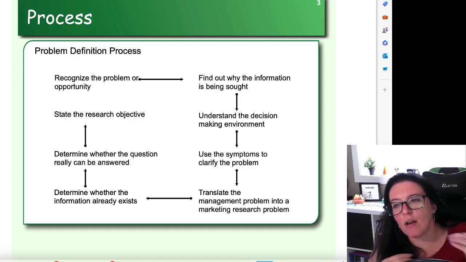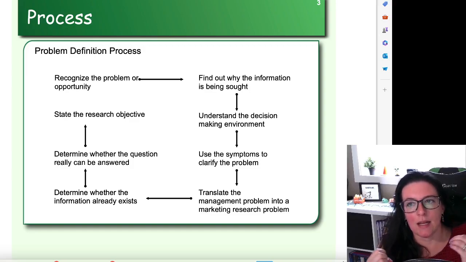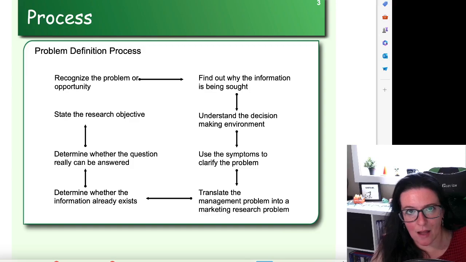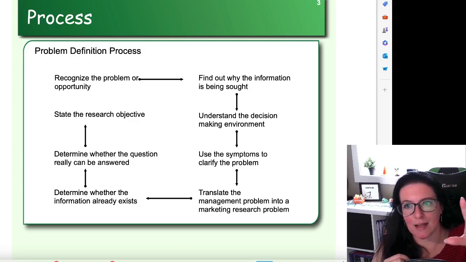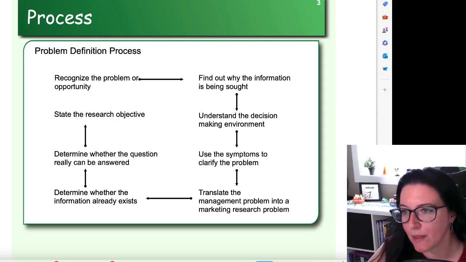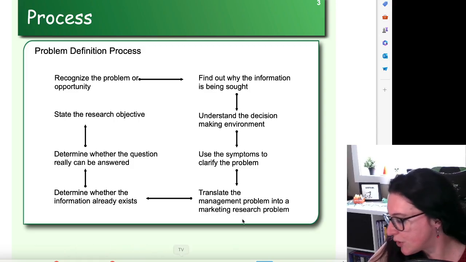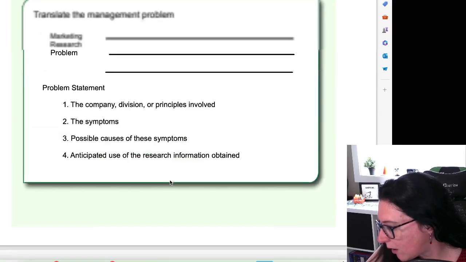The key here in all of this is to be able to translate that management issue into something that data can be collected and analyzed for, so it can be a research problem. And so in this video, we want to see how we turn that issue or problem or opportunity that the organization is having into something that we can research so that decisions can be made. So let me just scroll through here. We are here.